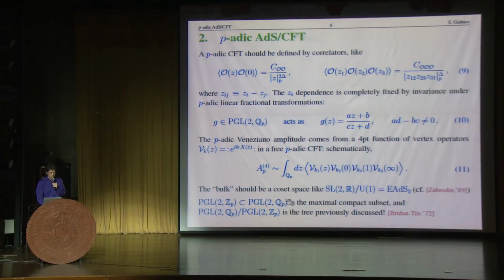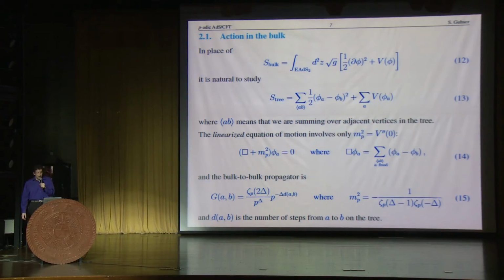Now let me come out with the amazing assertion that's been known since 1972, that if you take the maximal compact subgroup of this p-adic conformal group, that maximal compact subgroup happens to be PGL2 of the p-adic integers. And then this quotient really is the tree previously discussed. I'm not going to demonstrate it, but we can talk about it afterwards if you want to know how that happens.